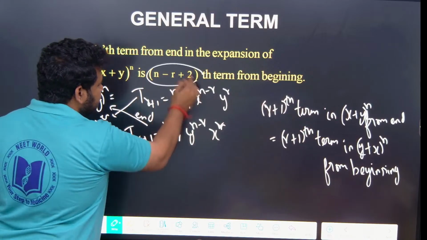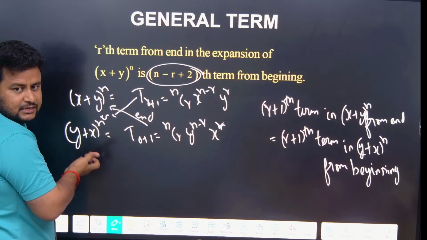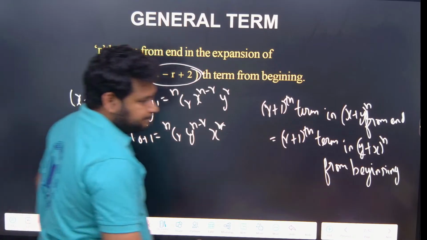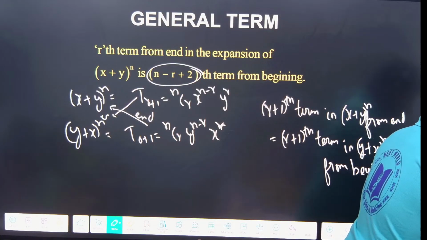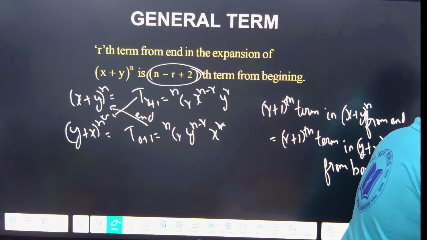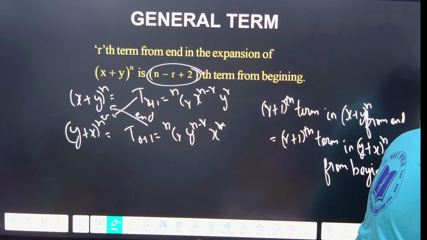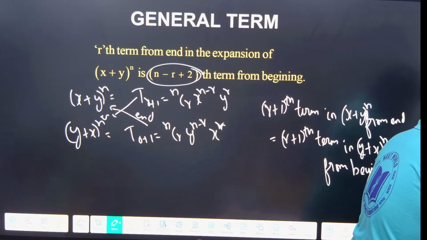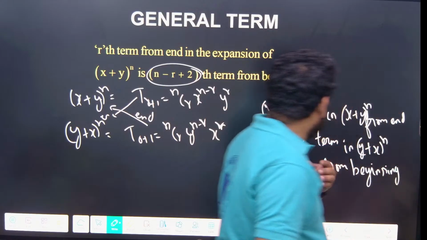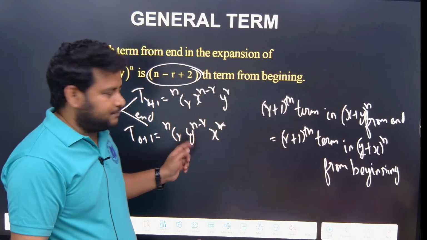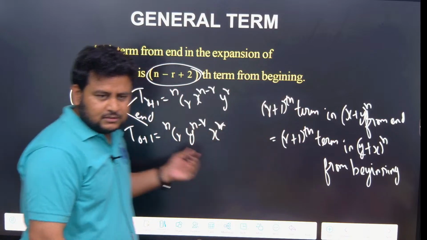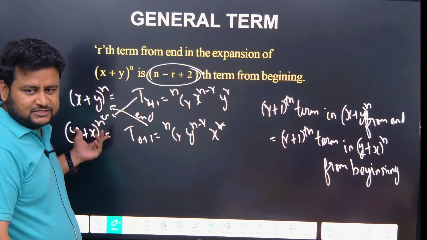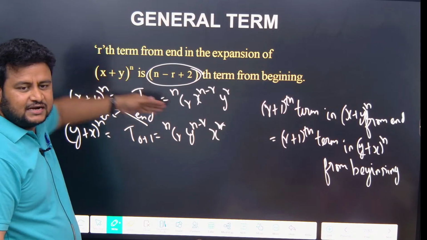So instead of doing all this directly, you can do this. Understood? Please write this down. This is very important. This they can ask in the exam. You can remember it like n minus r plus 2, or like this: instead of x plus y, write y plus x, reverse, and find the term. For this you will get the term from the beginning.